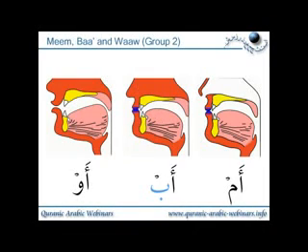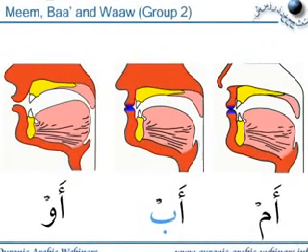So we move into the other letters that involve the lips. So we're still in group 2. So it's the mim, the ba, and the waw. So we have am, and you should notice the dry portion of your lips touching together.